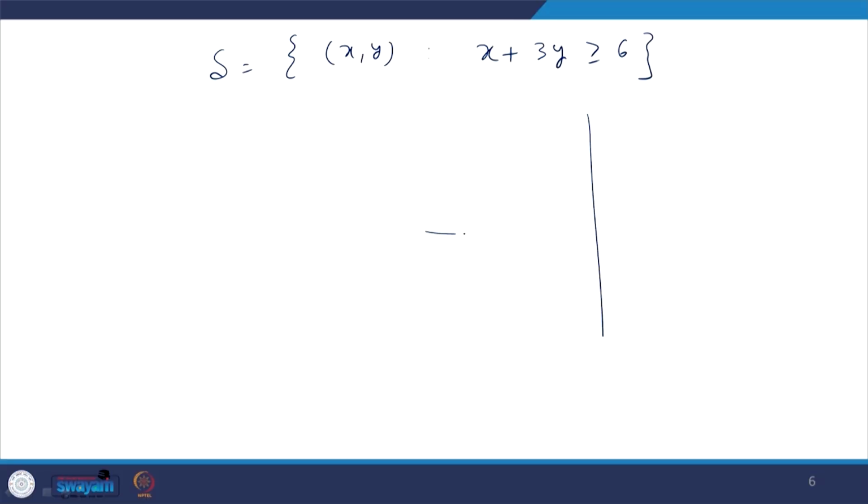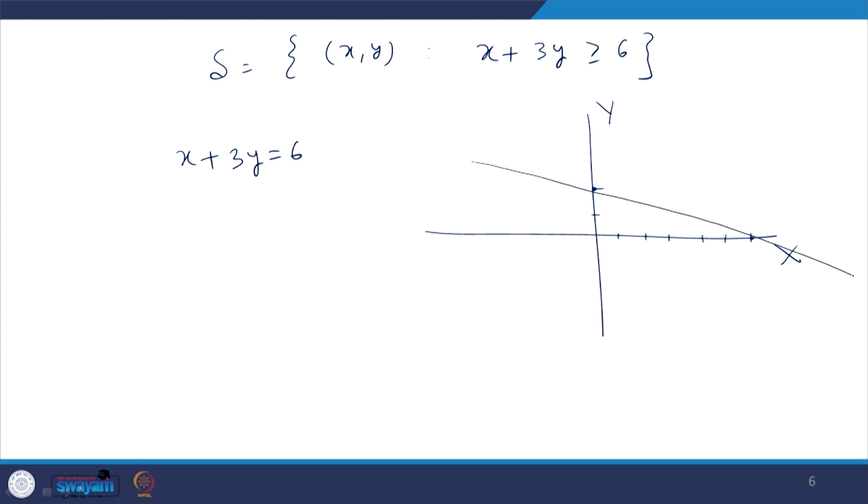So, first you draw the line x plus 3y equal to 6. Let us take x axis here, y axis here. When you put y equal to 0, x is 6, so 1, 2, 3, 4, 5, 6, somewhere here, and when x is 0, y is 2, that is somewhere here. So, you draw this line. Okay. So, this is x plus 3y equal to 6.